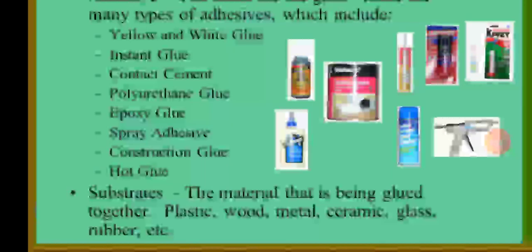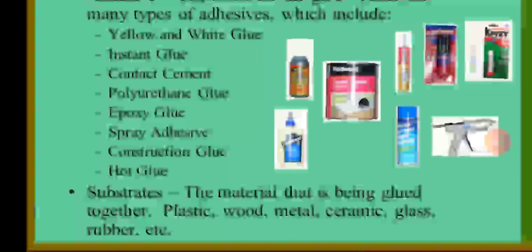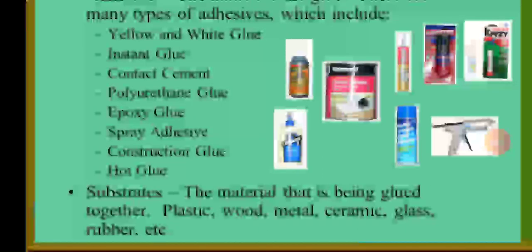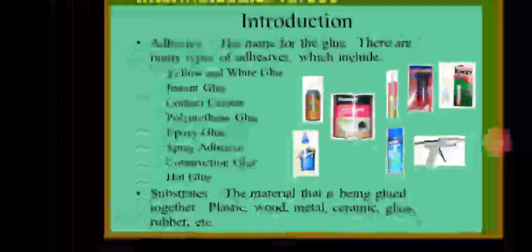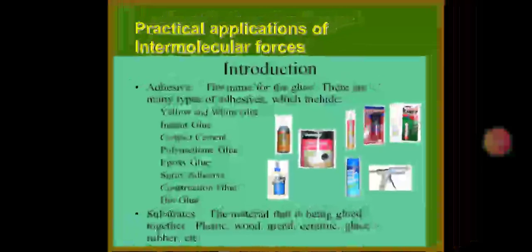You people are using different types of bonds or different adhesives. All of them have a wide variety of applications and purposes involved. The substrates may be materials like plastic, wood, metal, ceramic, glass, rubber. We now have substrate-specific glues available in our daily life.